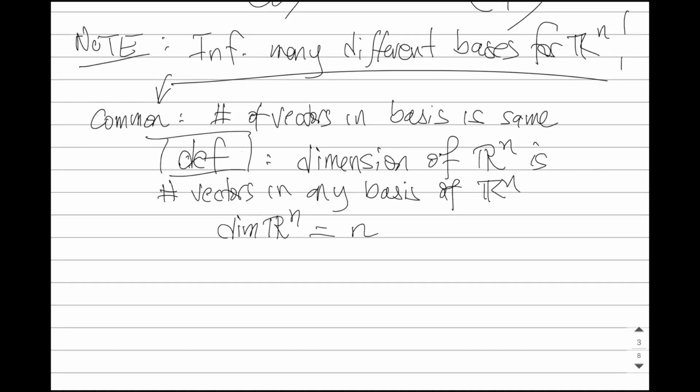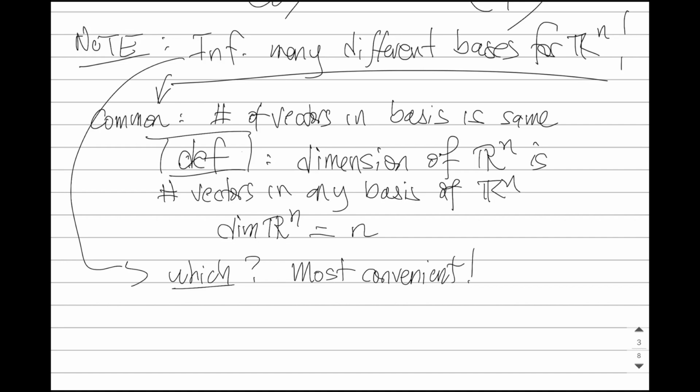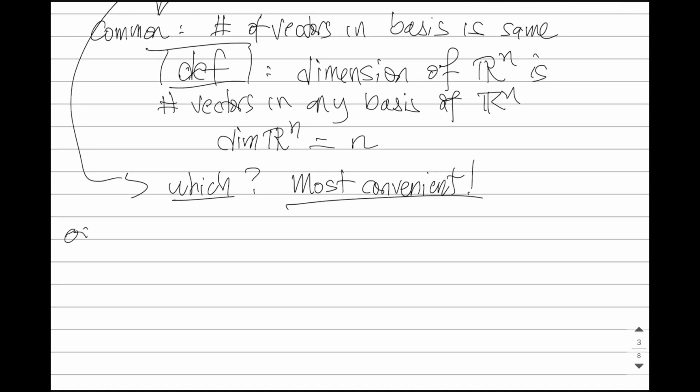So if there are infinitely many of them, which one do we use? And the answer is always the most convenient one. Most convenient depends on your problem. You might have certain problems like the inclined plane where it's better for you to be on an angle, and some problems where you don't.